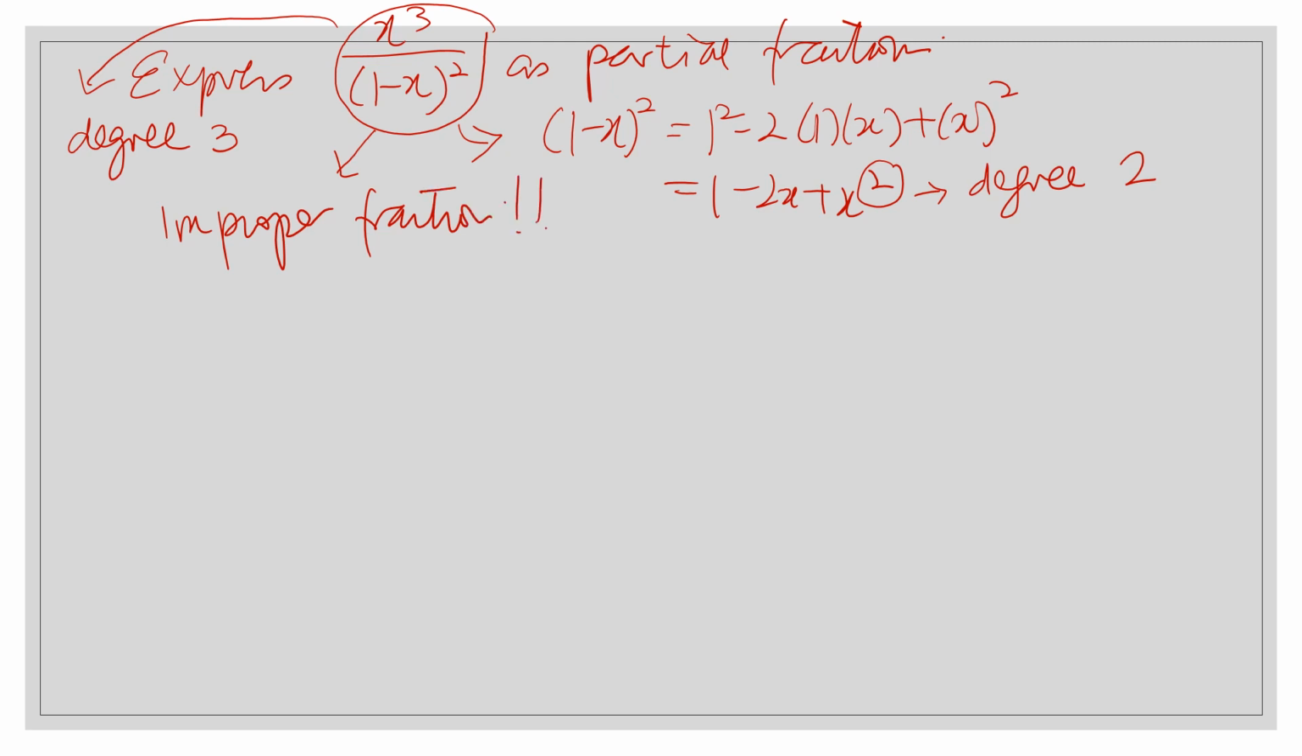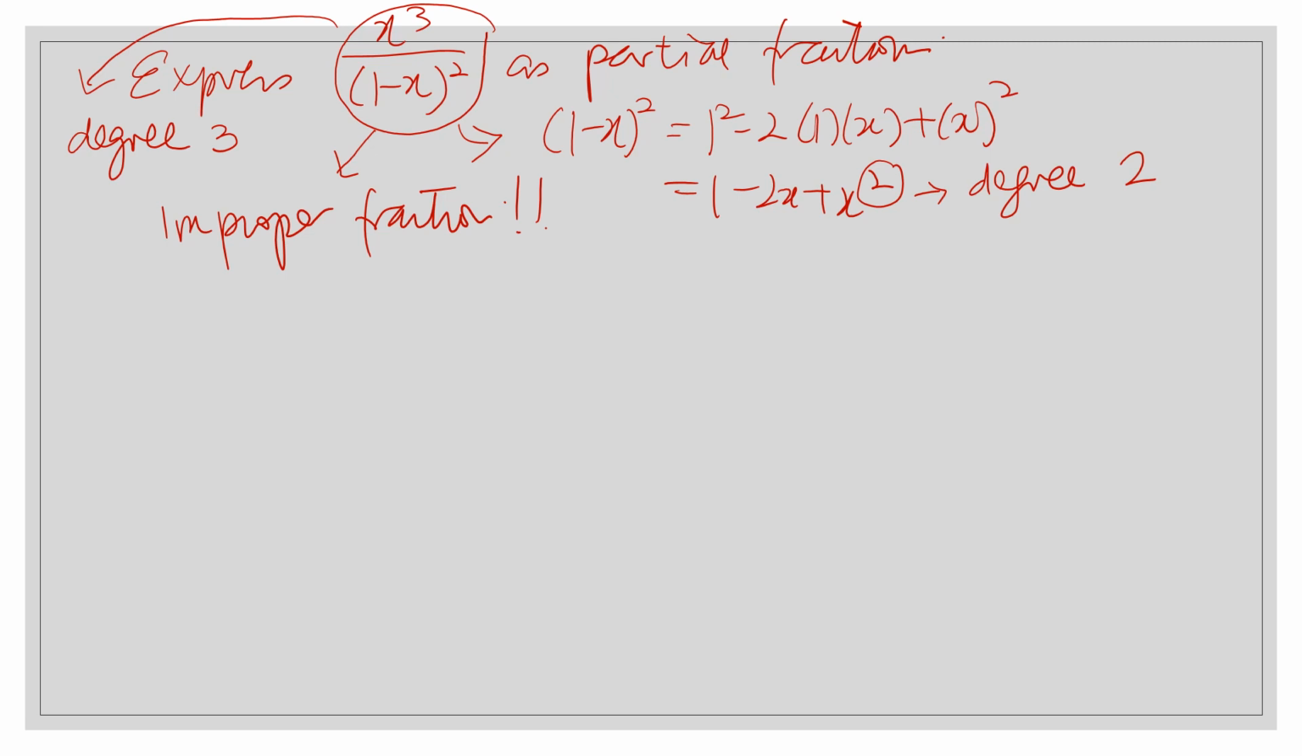So what do you do when you're given improper fractions? Basically, you cannot apply the rules that we have just learned. The 3 rules that we have just learned are only meant for proper fractions. So we have to do something to these improper fractions. We have to carry out this thing called long division to convert it into quotient plus remainder over divisor.